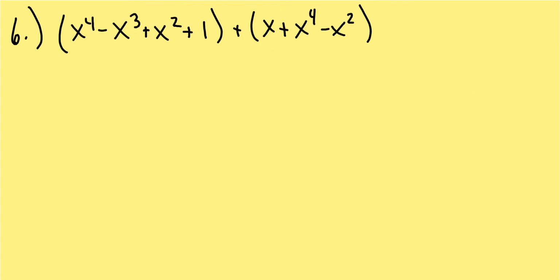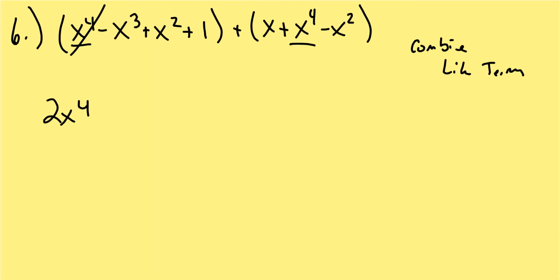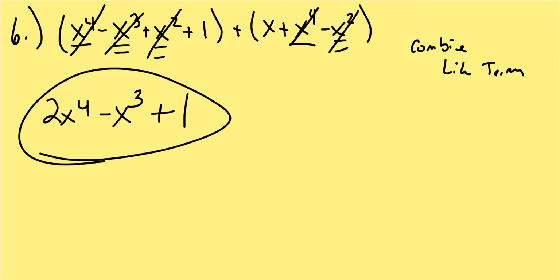Alright, number 6. Once again, there's a plus sign in the middle, so I'm just going to combine like terms. So I do x to the 4th with x to the 4th, so I get 2x to the 4th. Cross them off. X cubed, there are no other x cubed, so it's minus x cubed. X squared minus x squared, they cancel each other out, so it's then plus 1. That's it for number 6.